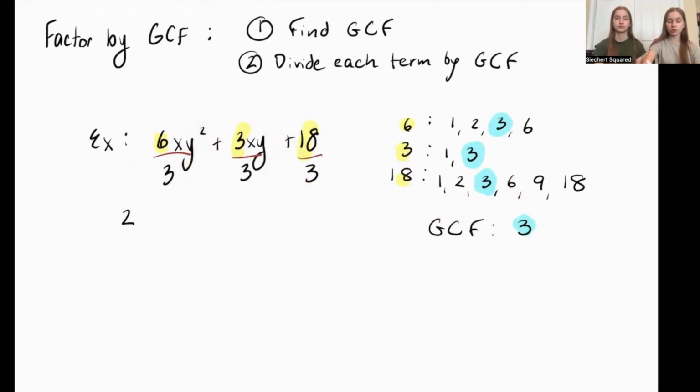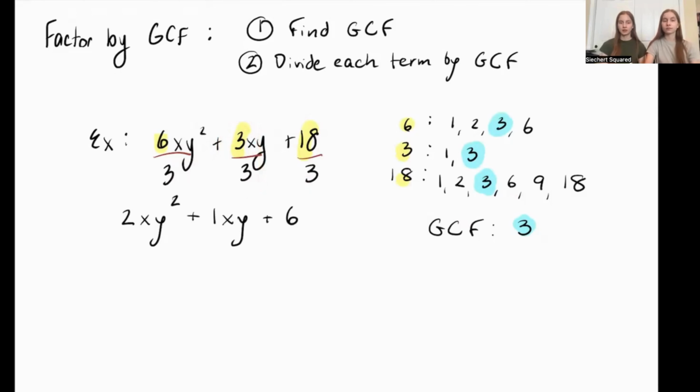They do not get changed. So we have a 2xy squared. 3 divided by 3 gives us 1. So we'll have plus, I'll put the 1, x1 times xy. You don't need to put the 1. You could just put plus xy. And then 18 divided by 3 gives you 6.